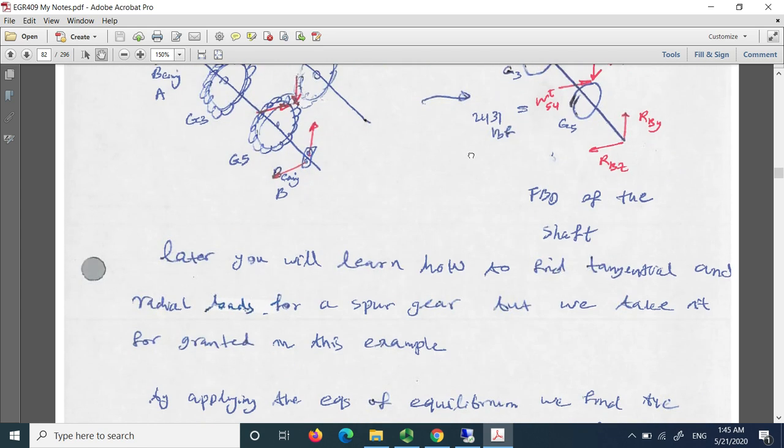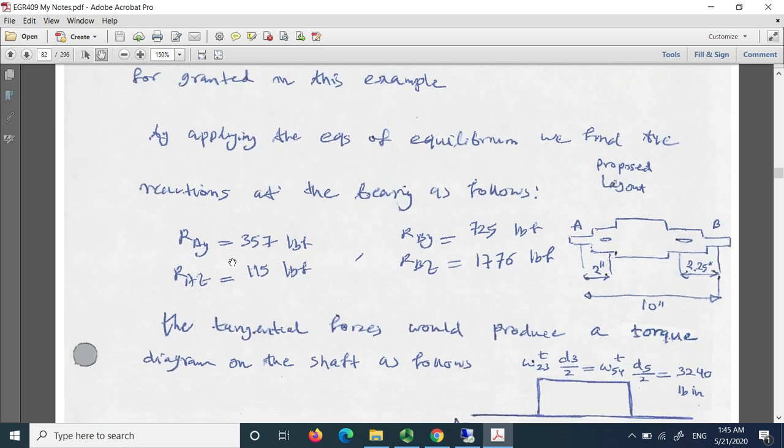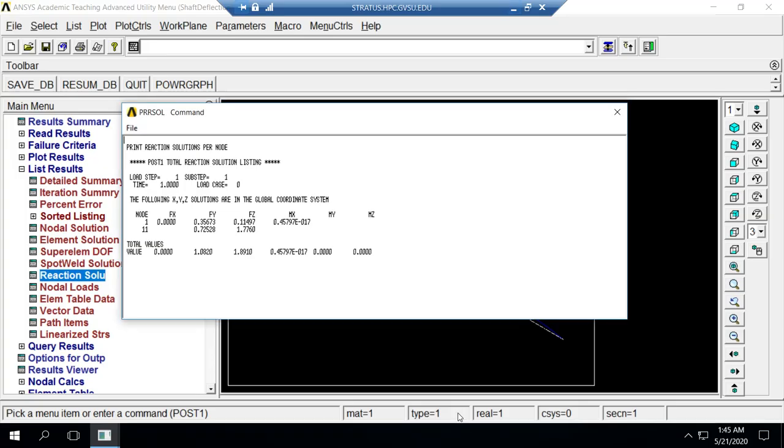So if you remember, we had reactions at node 1 equal to 357 and 115, and then on node 11, the right bearing, we had 725 and 1776. So let's look at my results here.